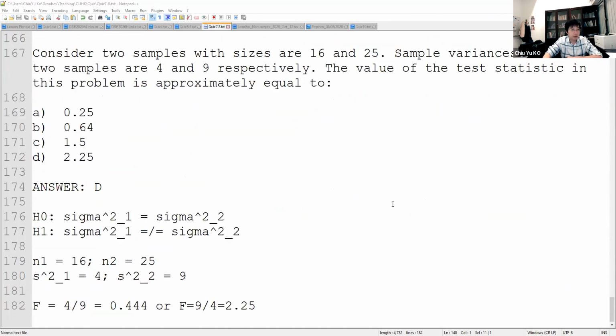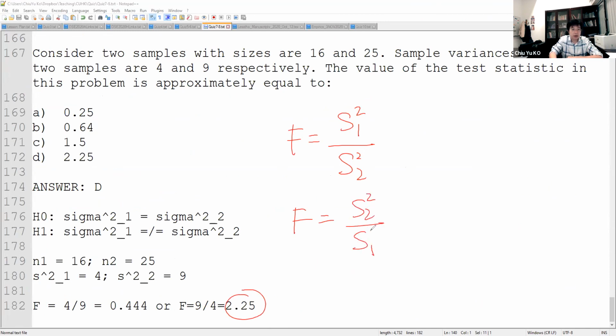Oh, I erased too fast. Another question is how I get 2.25. F is either this or that, depending on what is first or second. So this is either 4 over 9 or 9 over 4, so it is either 0.4444 or 2.25. It's 9 over 4.